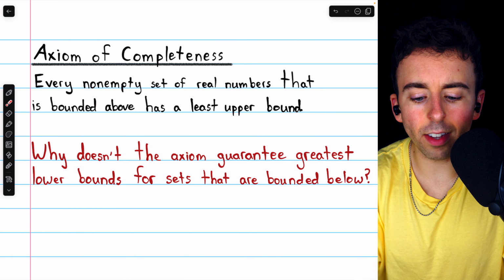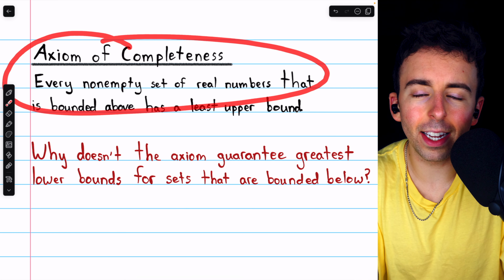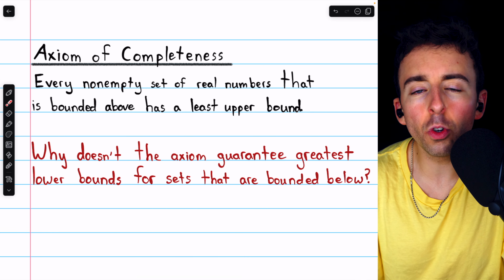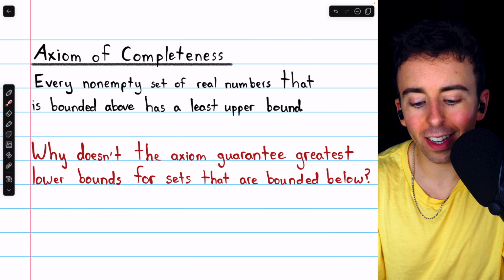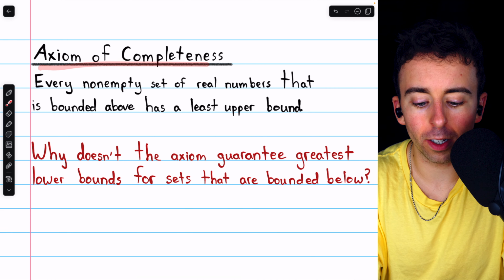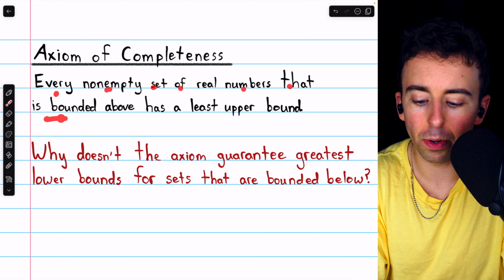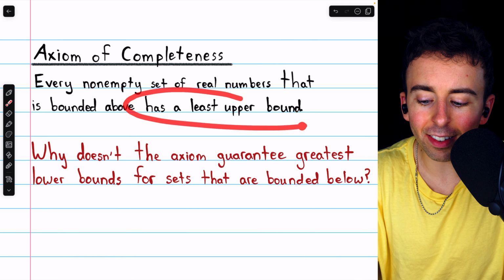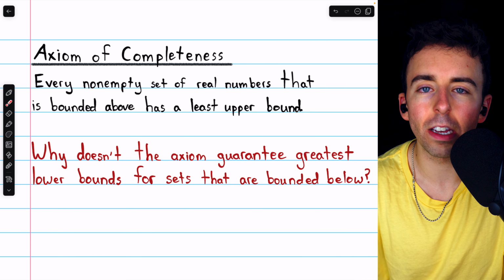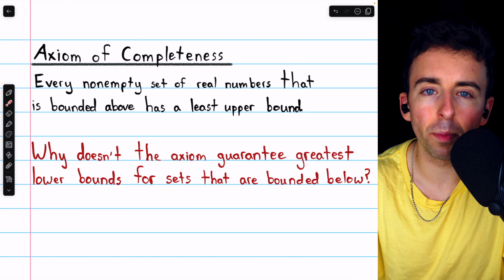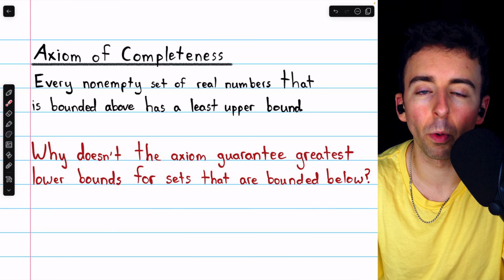We previously saw how the axiom of completeness lets us fill in the gaps of the rational numbers to obtain the real numbers. The axiom of completeness, recall, states that every non-empty set of real numbers that's bounded above has a least upper bound, which we call the supremum. I'll leave links in the description to previous lessons on supremums and infimums that are important for this discussion.